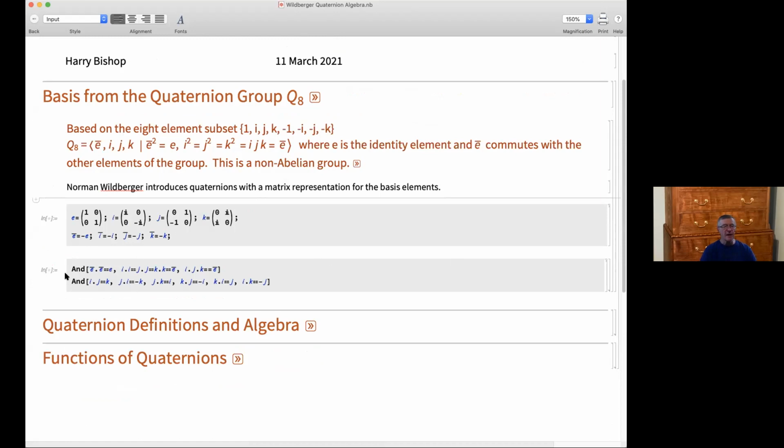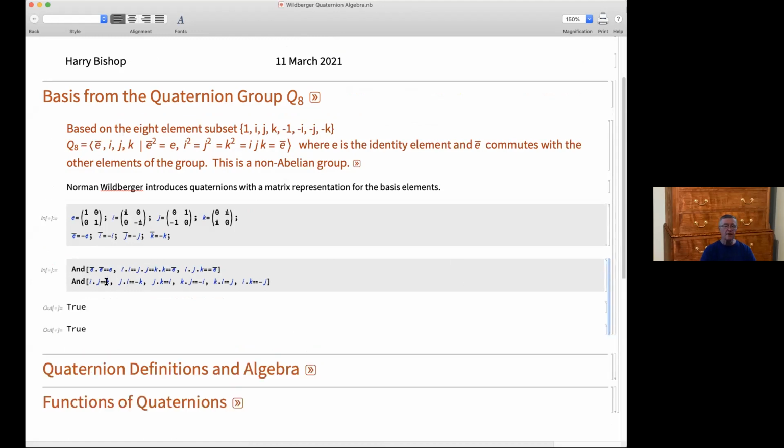Also using Mathematica, you can show that these relationships hold, that E bar times E bar equals E, and these other relationships, as I'm showing them here, they're all in an AND statement, and so you can just basically execute and find out that, yeah, as these matrices are set up, all these relationships that Hamilton required are true.